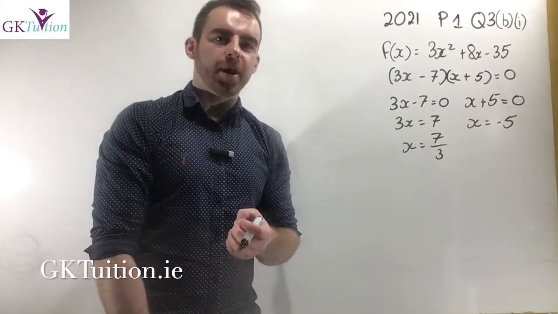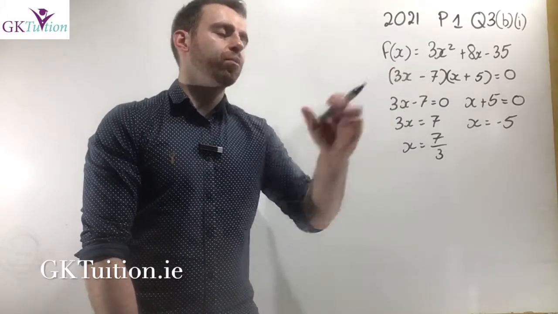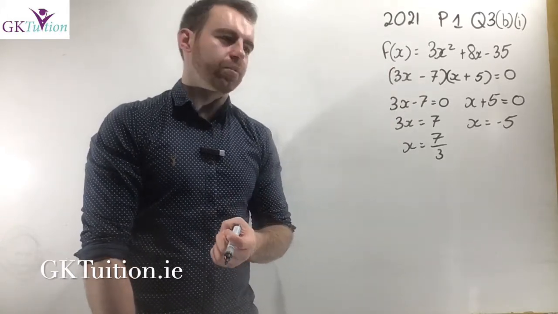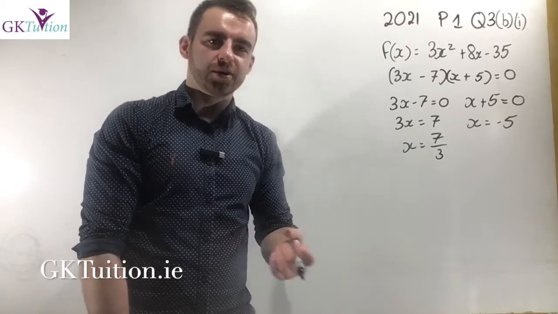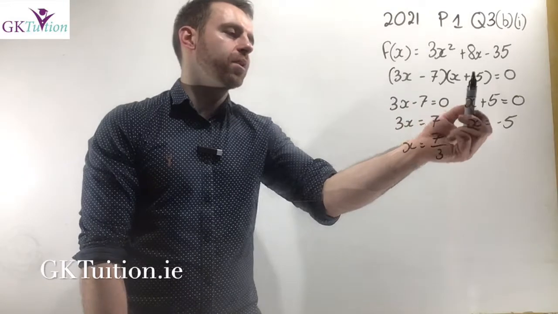In question 3 part B, the first part, part I, is very straightforward. We're simply given a quadratic and we're asked to find the 2 roots. All we need to do there is factorize and solve our quadratic. So the factors of our quadratic are 3x minus 7 times x plus 5.